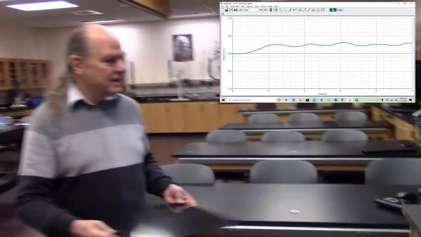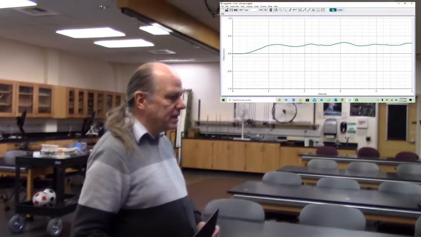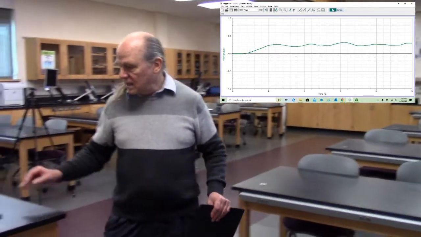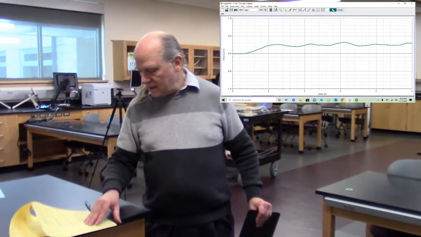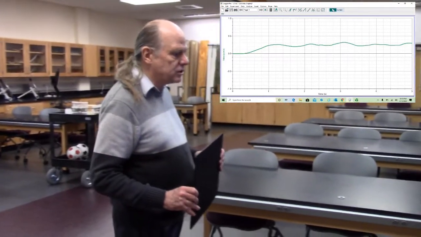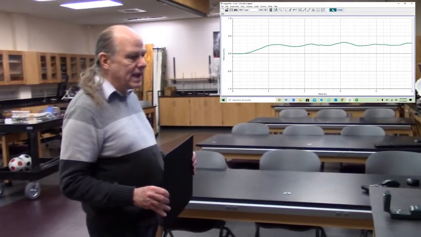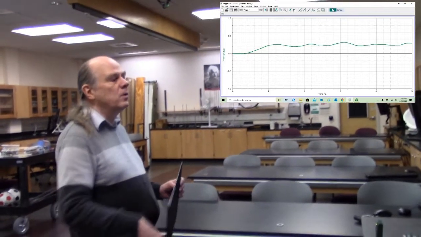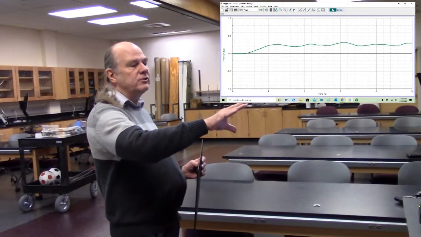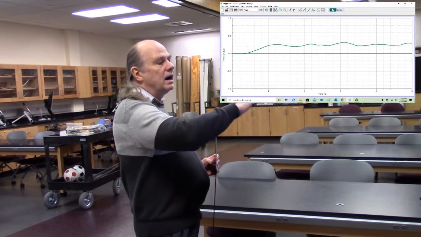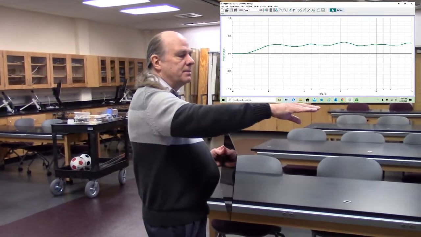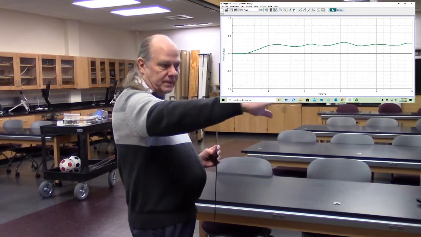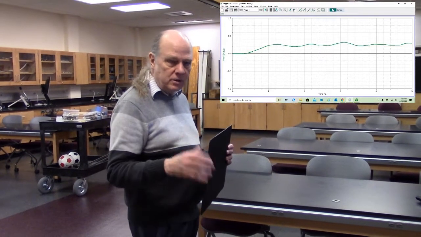Okay, so that's part A of the first section here. Now let's go to part B. I'm going to now walk away. And when you're answering the questions about this, kind of ignore the fluctuations up and down. Just look at the kind of horizontal trend as opposed to the fluctuations.